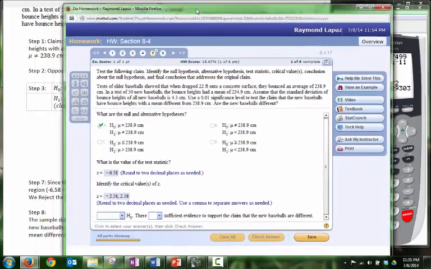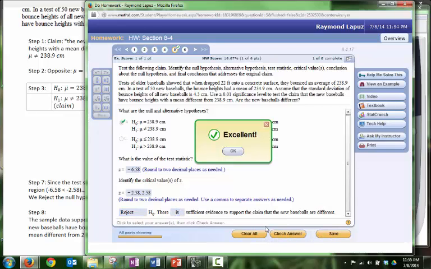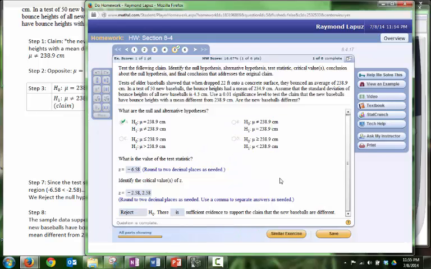And then in the end we ended up rejecting the null hypothesis, and we say there is sufficient evidence to support the claim that the baseballs are different. So let's just check that, and we got it correct. So this is an example where we were doing a hypothesis test for a mean, and the population standard deviation sigma was known.